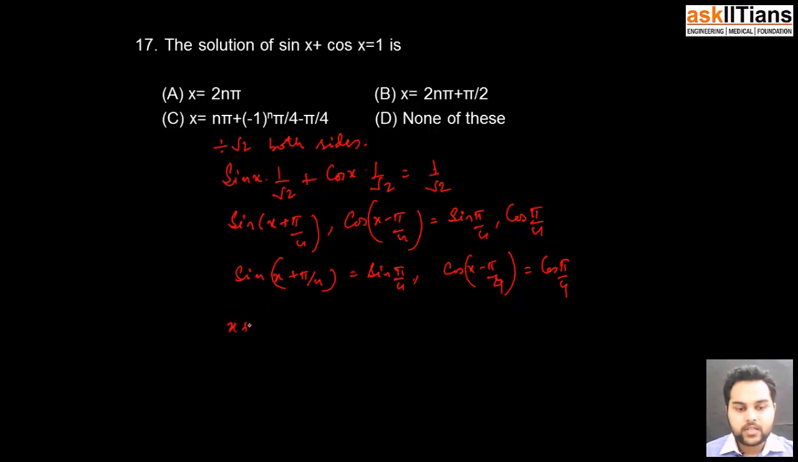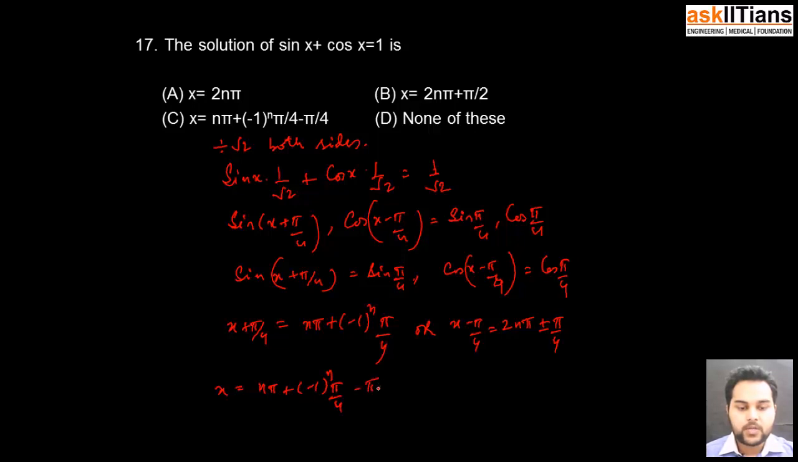That shall give me x plus pi by 4 being equal to n pi plus minus 1 raised to n pi by 4, or x minus pi by 4 being equal to 2n pi plus minus pi by 4. Solving the first one, I get x is equal to n pi plus minus 1 raised to n pi by 4 minus pi by 4, or x is equal to 2n pi plus minus pi by 4 plus pi by 4. So these are the two independent solutions.